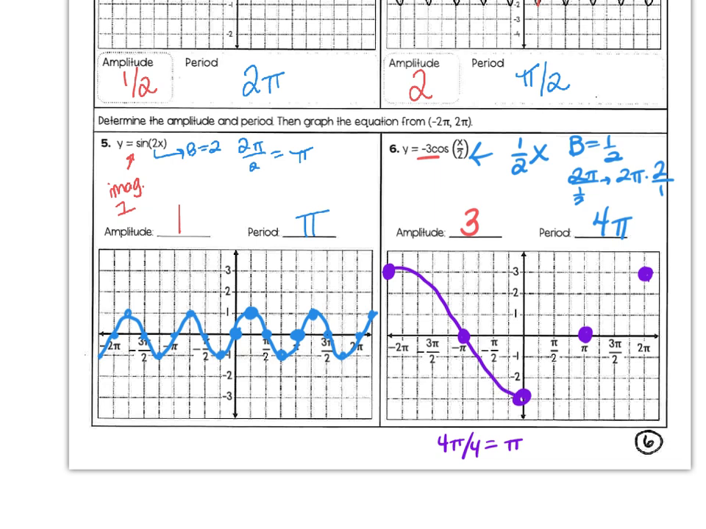So notice that the period of this changed how we had to draw our function. And I should have put arrows at the ends of all of these because these keep going forever.